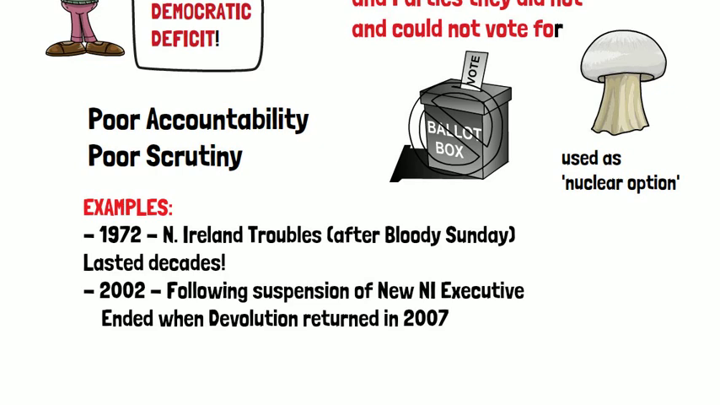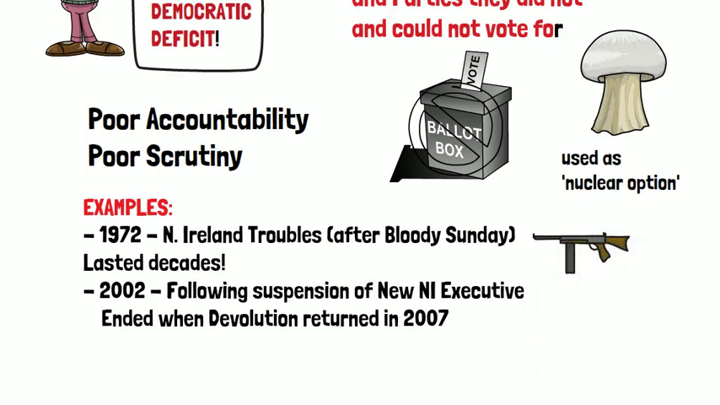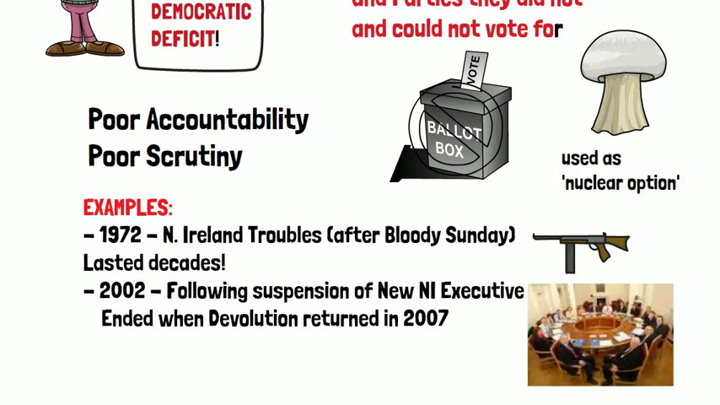This is in the midst of the bloodiest part of the Troubles. 1972 followed the Bloody Sunday shootings, when 14 people were shot dead, and it was very clear the political process was not working. The Northern Ireland Parliament at the time was shut down, suspended, and direct rule was imposed from Westminster. It remained in place for decades until after the Good Friday Agreement.